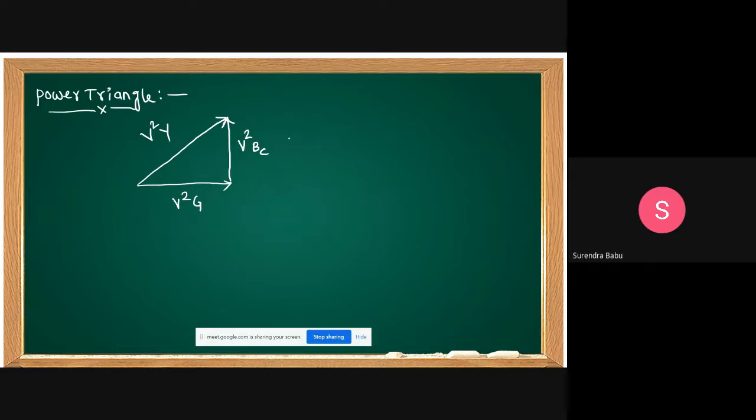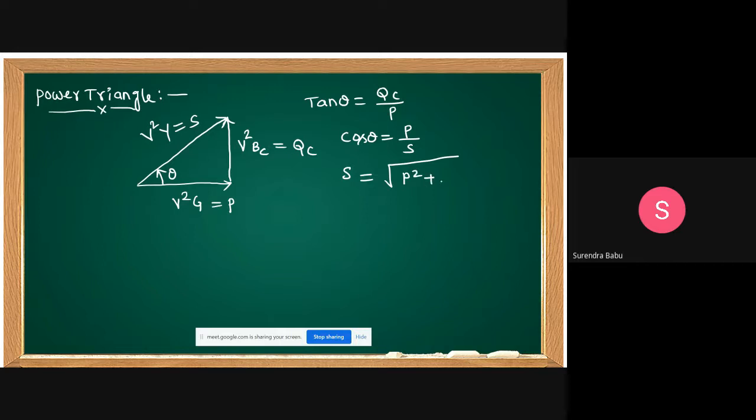Correct? Then this is QC. This is P. This is S. This angle is theta. Then what is the tan theta? Tan theta equal to QC by P. What is cos theta? P by S. Then from this, what is S equal to? Square root of P square plus QC square. Yeah, this is about the power triangle with respect to RC circuit.